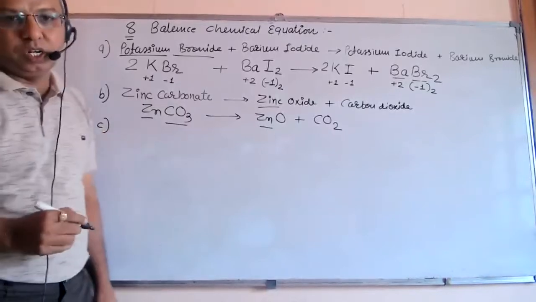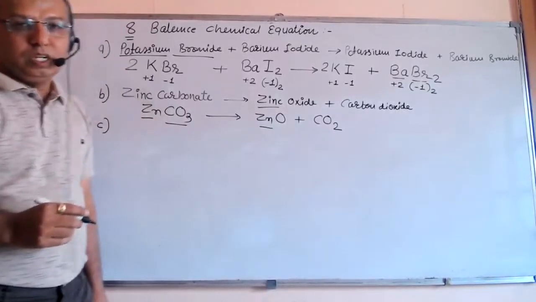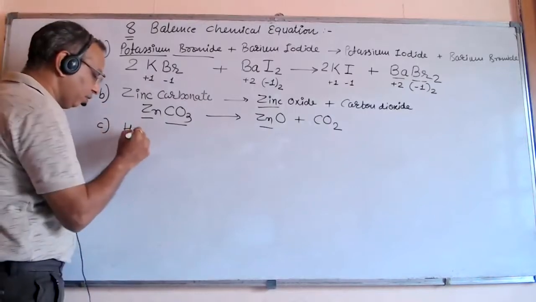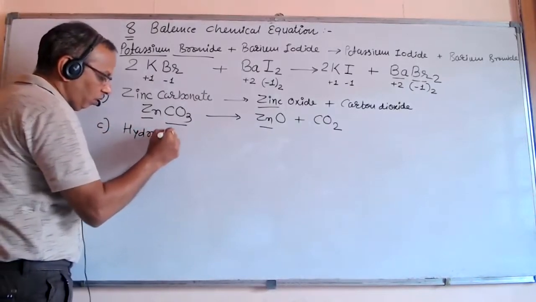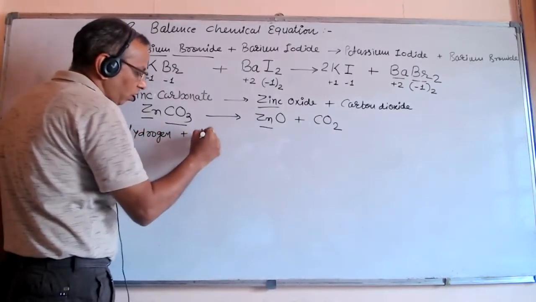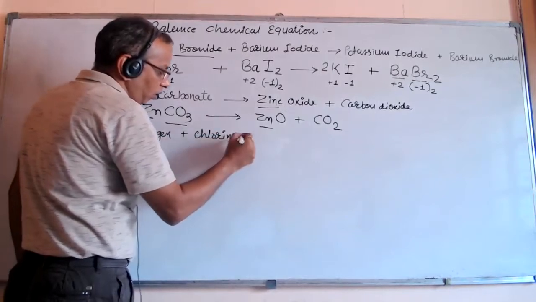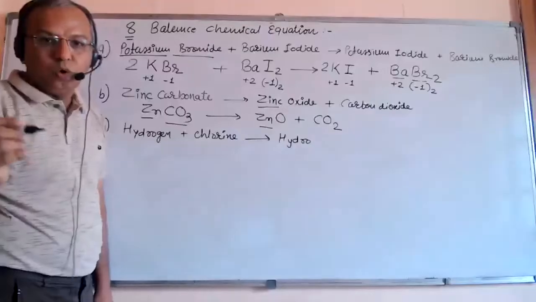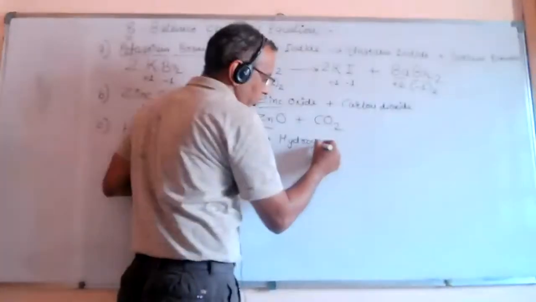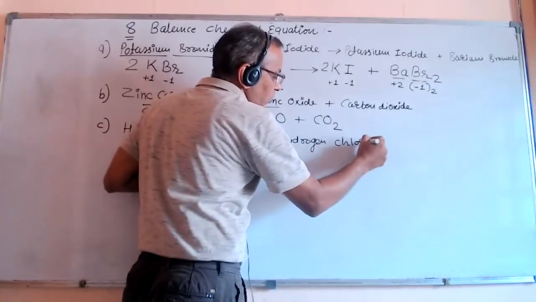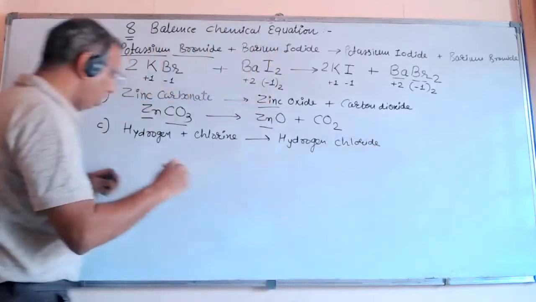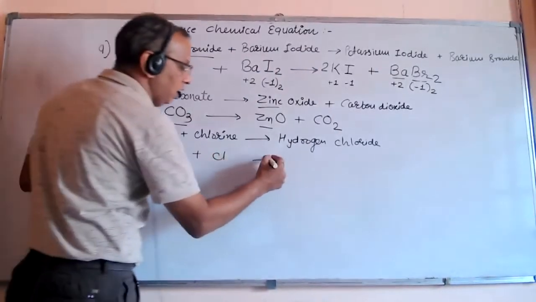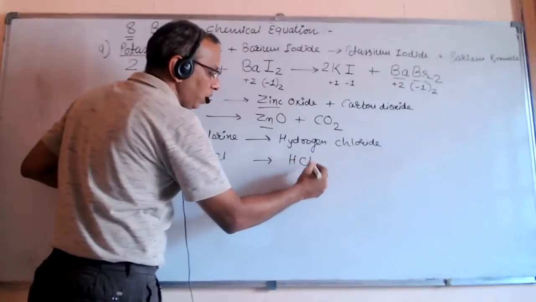The third question given in number 8 is hydrogen plus chlorine gives hydrogen chloride. This is the given question, friends, which I write in words. Now, symbol of hydrogen is H, symbol of chlorine is Cl, symbol of hydrogen chloride is HCl.